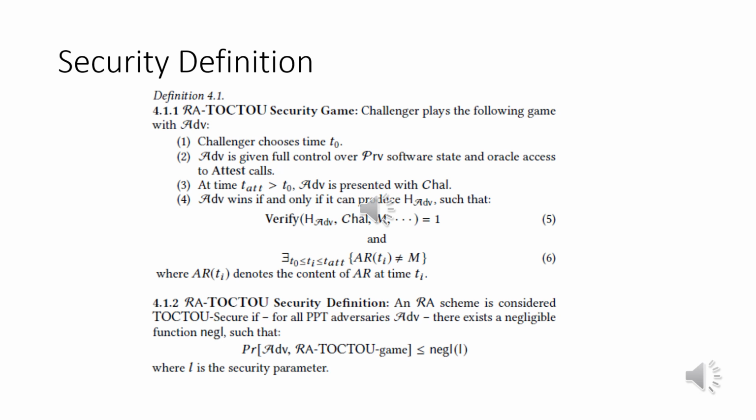This definition augments security by allowing the adversary to win if it succeeds in producing the expected response, even though the AR was modified. Therefore, security against TOCTOU in this manner can be defined as a parameter L that can be optimized in such a way that the probability of the adversary winning this game is negligible.